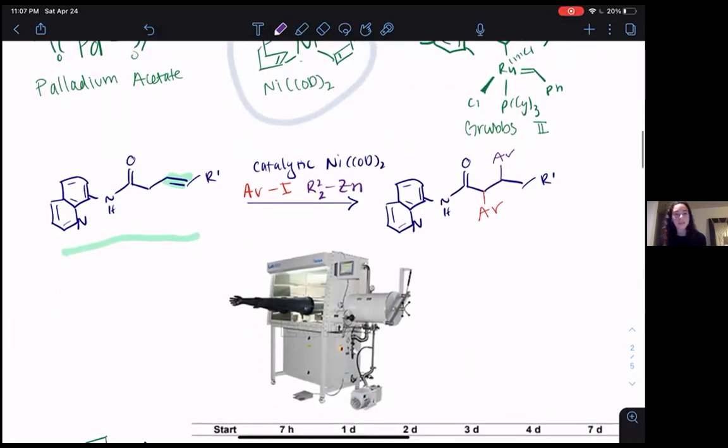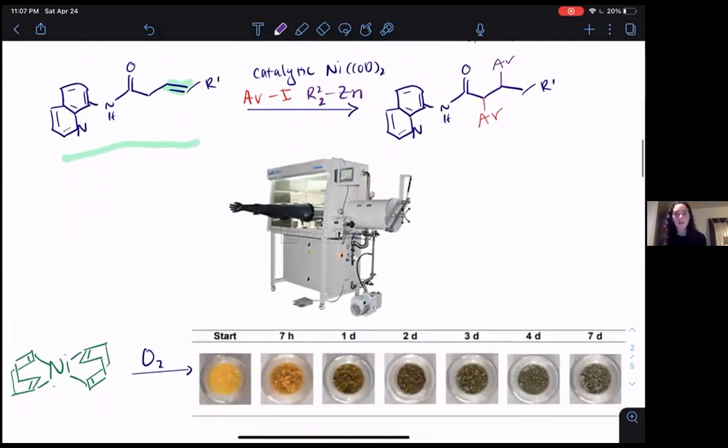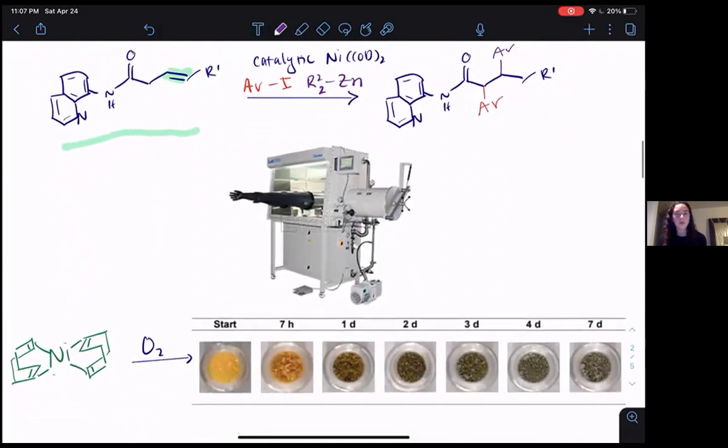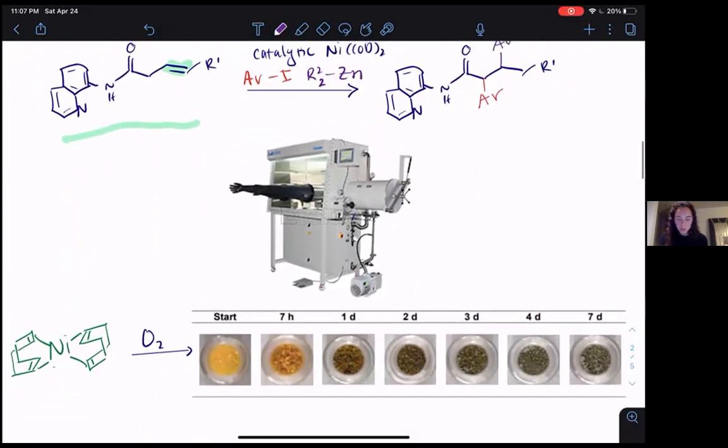The problem is that nickel cod is not a very good reagent for many labs because it's not stable in air. Shown below here, if you take nickel cod and you just open it to the air, after 7 hours, it goes from being this pretty yellow color to being a little bit more orange. And after another day, it's almost completely decomposed so that you can't use it anymore. For that reason, we store all of our nickel cod in our glove box, which looks like this.